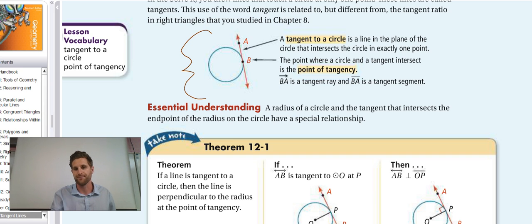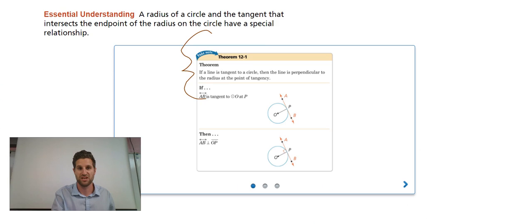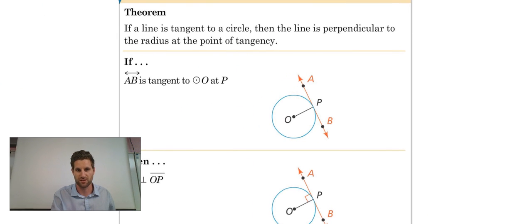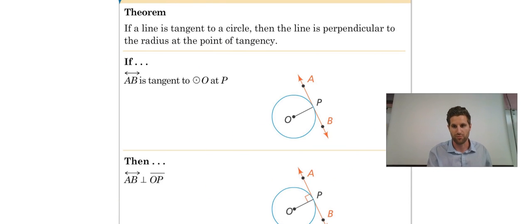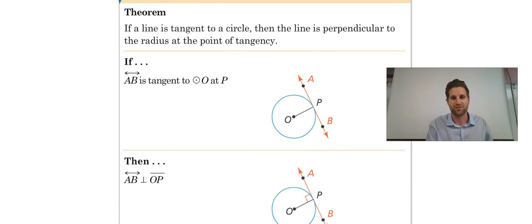Okay. So we're going to go ahead and talk about a couple theorems that are related to our tangent. Okay, so our first one, and I'm actually going to make this a little bit bigger, put my head over here. So we have our first theorem here, and it says if a line is tangent to a circle, then the line is perpendicular to the radius at the point of tangency.